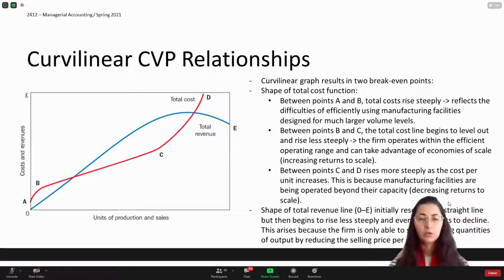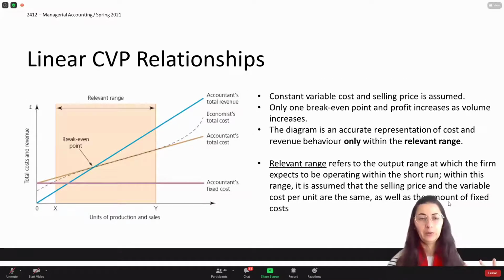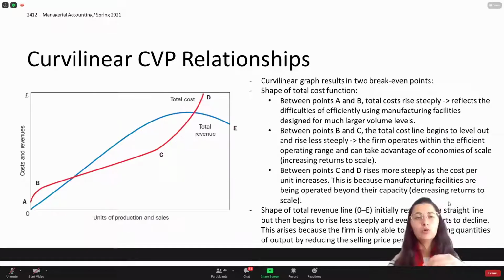Now, in order to understand this, because it is a basic course to understand the CVP relationships, we will be looking at linear CVP relationships, okay? And this means that we will only look at the relevant range. So we are focusing only on the relevant range, in the short term, when the fixed costs are fixed and the variable costs are variable. Remember what I mentioned before: fixed costs are only fixed in the short term. In the long term, everything is variable.